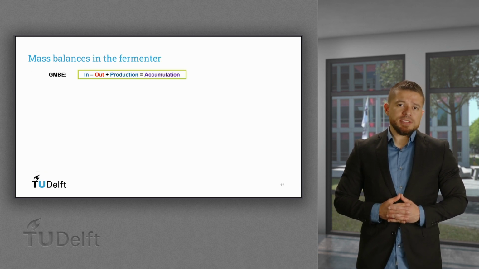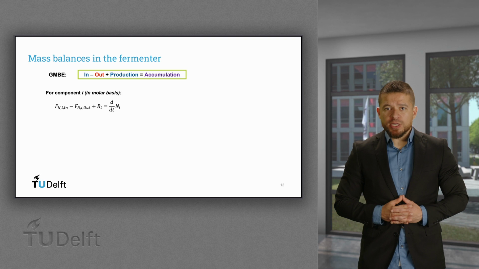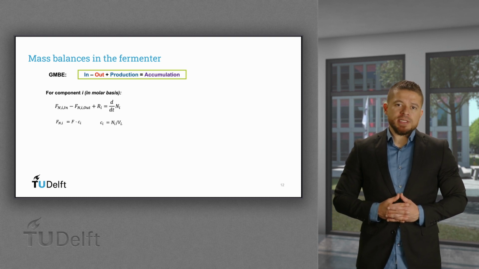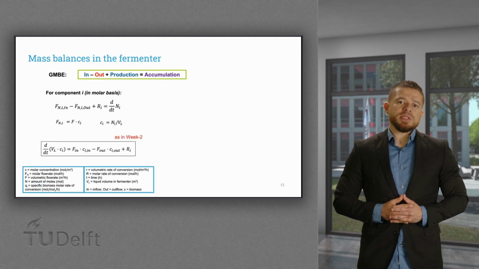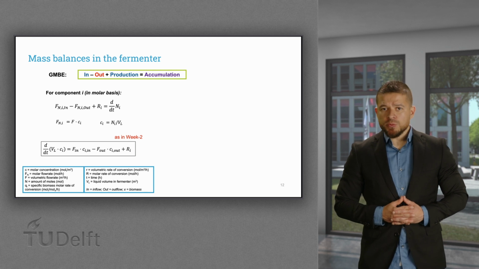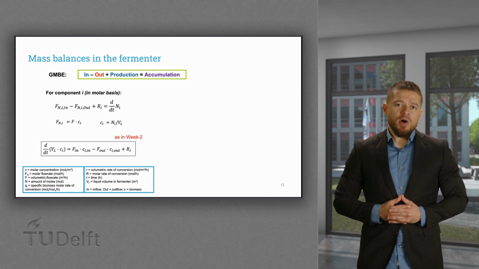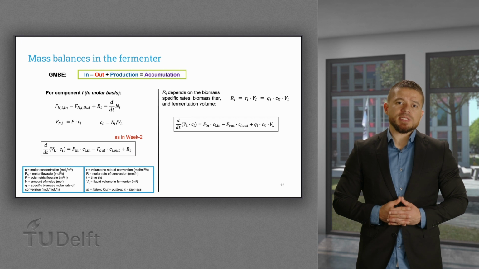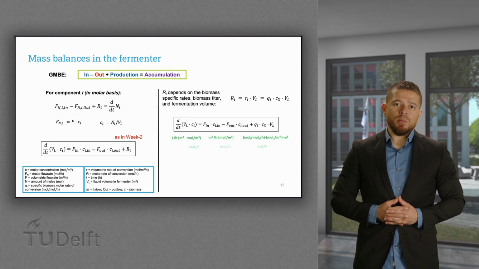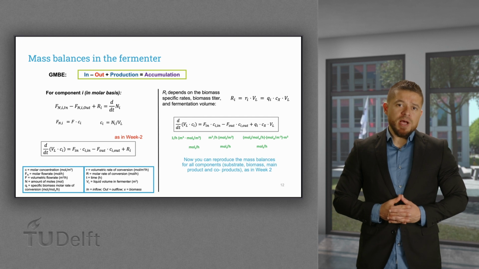Now, with this information, we can check the mass balances for the fermenter, and we can apply the general mass balances equation by component on a molar basis. We can also express the individual molar flows in terms of the molar concentrations and the fermentation volume. And then we obtain the same expression for mass balances as in week 2, where R stands for molar rate of conversion of each component, and it depends on the mass-specific rates, biomass titer, and fermentation volume. Then we finally have the generic equation for mass balances by components in the fermenter, which is expressed on a molar basis. Now you can reproduce the mass balances for all components as in week 2.